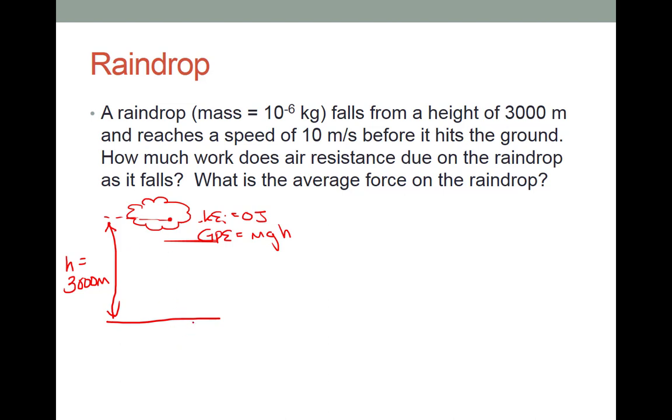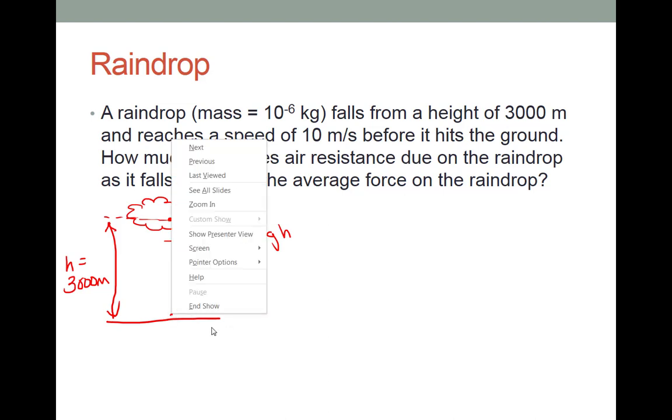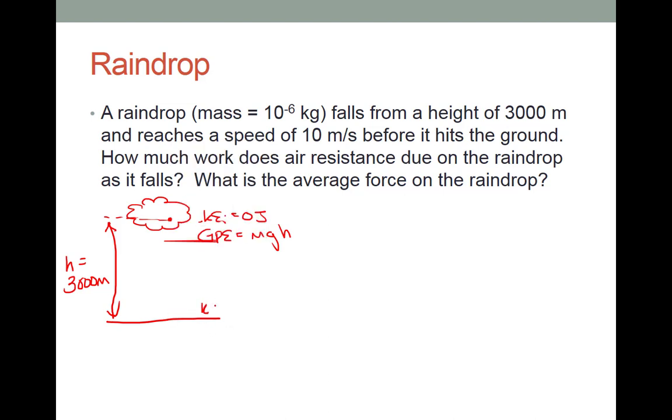The raindrop then falls, and right before it hits the ground, its energy is strictly kinetic, and its gravitational potential energy is 0. So this guy's now moving downward. Okay, so first thing we want to know is how much work is done.